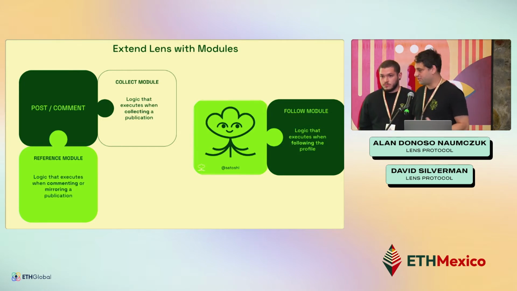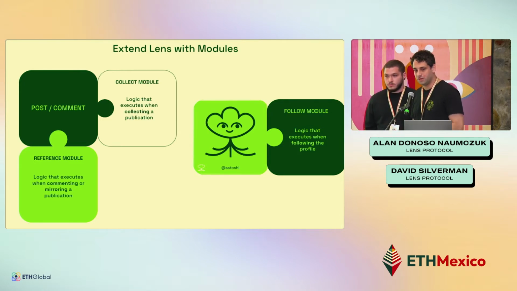Posts and comments have 2 other types of modules. A reference module. This determines whether or not something can be referenced. And that's called on comments and on mirrors. So an example of that is only my followers are allowed to comment on my posts or mirror them. I could also say that only people who hold more than 5 FWB tokens are able to comment on my post or mirror them. And they allow you to restrict access to certain communities.